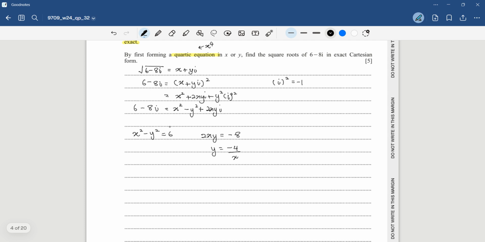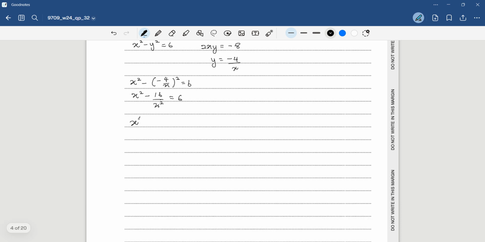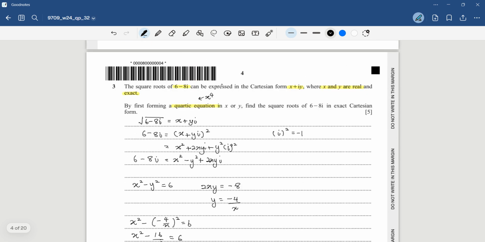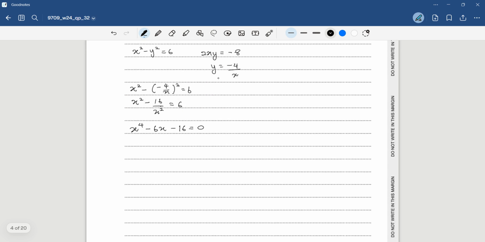Okay, so you can take this and substitute in. It's going to be x squared minus (negative 4 over x) squared equals 6. So x squared minus 16 over x squared equals 6. If you rewrite, it's going to be x to the power of 4 minus 6x squared minus 16 equals 0. Okay, so you have already formed the quartic equation in x to the power of 4. You can write it in x or also in y, it doesn't matter. You can substitute y also, and you should get the same answer.